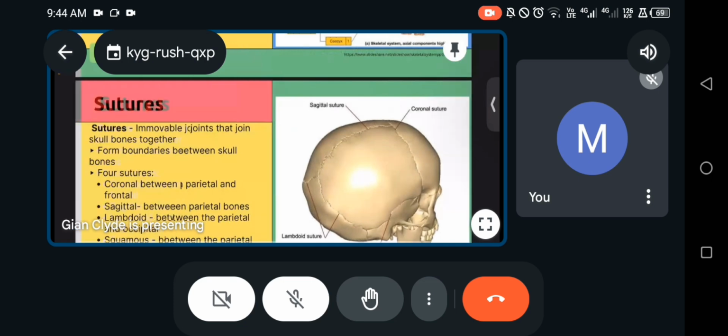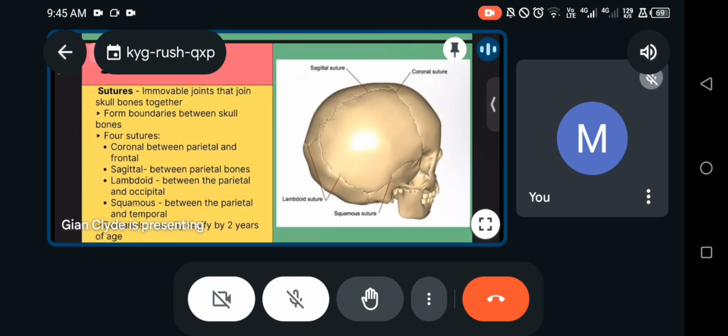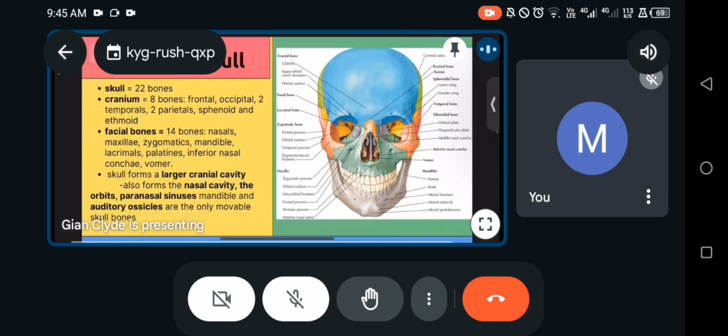Let us now proceed to the sutures. The sutures are the immovable joints that join the skull bones together. They play a pivotal role, as they serve as the markings and remnants from which you will be able to identify the different parts of the skull. They also allow the growth of the brain and the skull during the infant's first year. Remember that. And then together we have the adult skull.